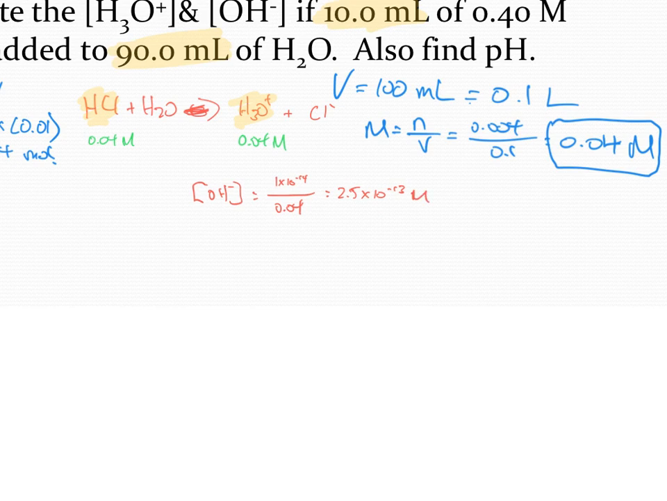And finally, it asks us to find the pH. When we're finding the pH, we are using the hydronium ion concentration to guide us. So it's going to be the negative log of 0.04, which gives us a pH of 1.40. So that is the pH of the hydrochloric acid.